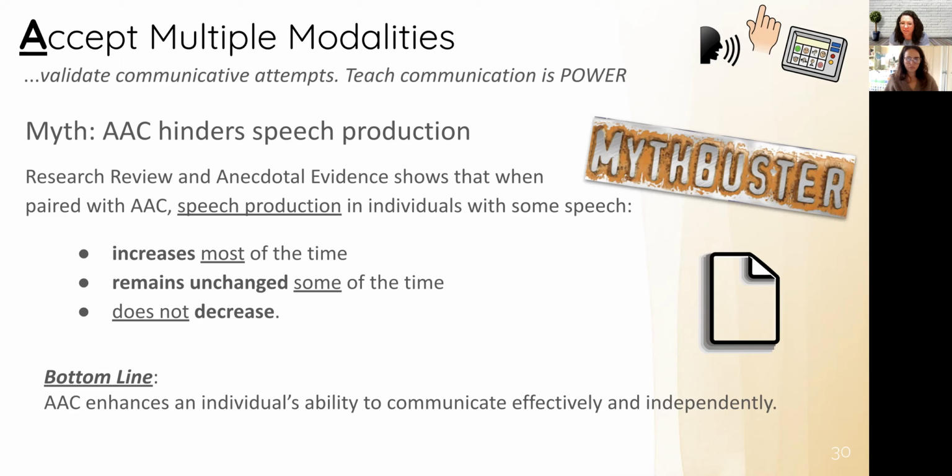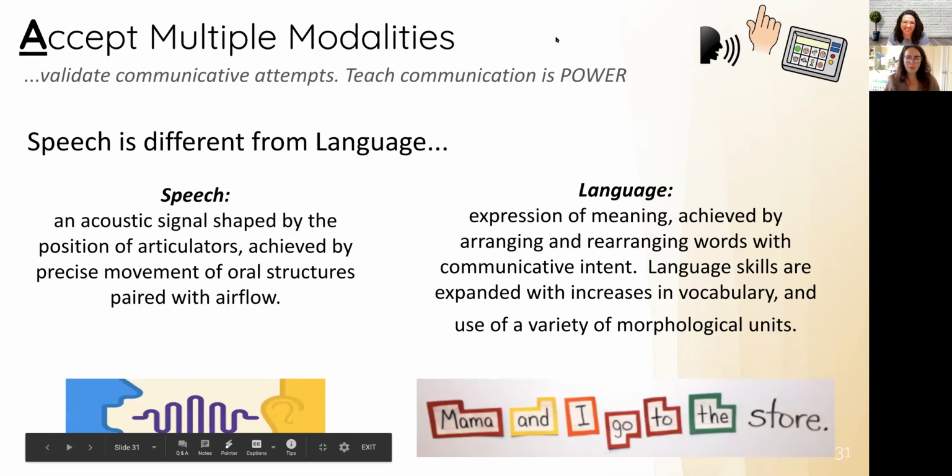So our bottom line here to bust this myth is that AAC enhances an individual's ability to communicate effectively and independently, to not have somebody else talking for them. So, myth busted. Busted.